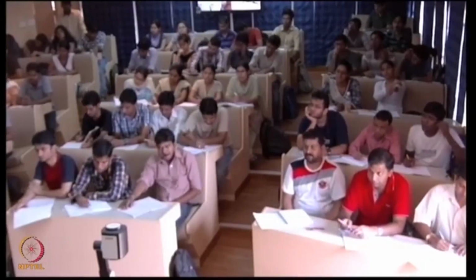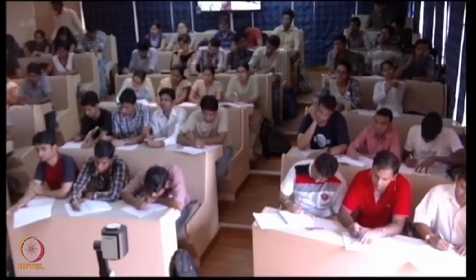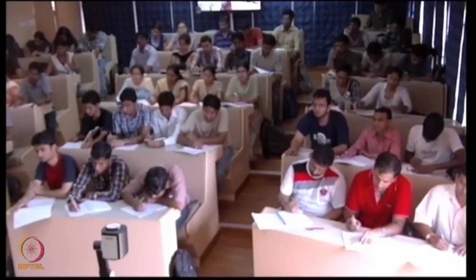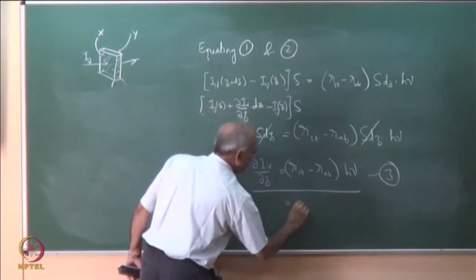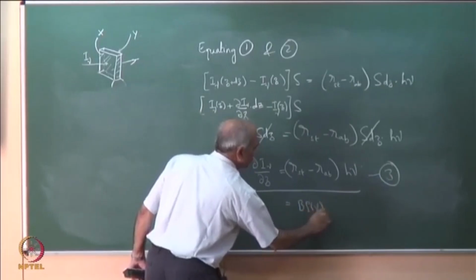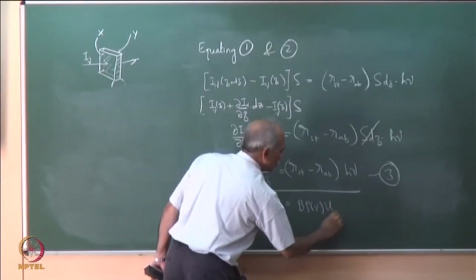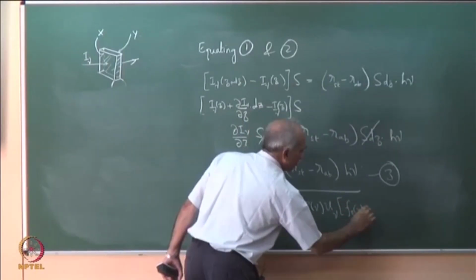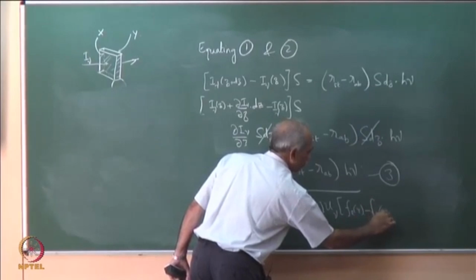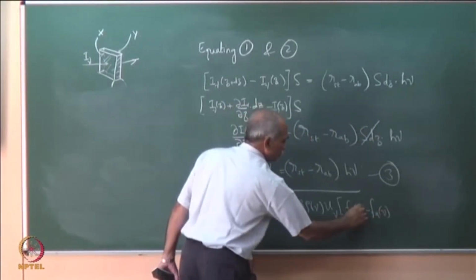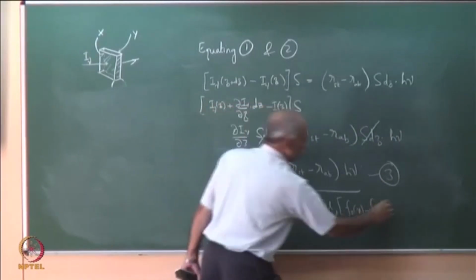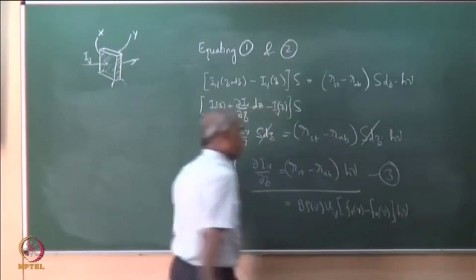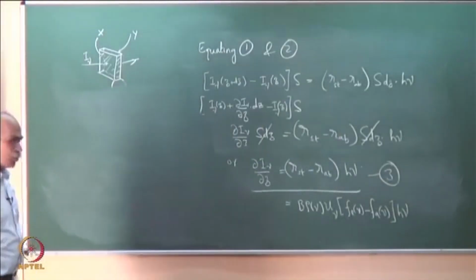Substitute for RST and RAB and we should get the expression. So, RST is equal to B into rho nu into U nu into F E of nu minus F A of nu, this portion, into H nu.